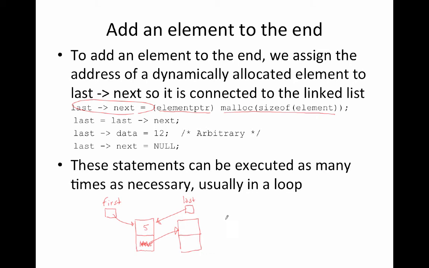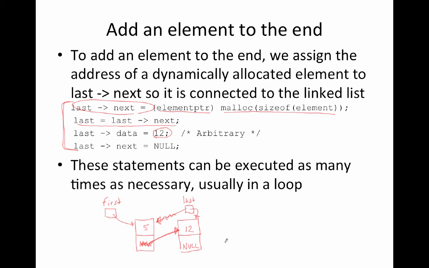So now last is not pointing to the last element anymore, and we need to fix that. So last gets the value of last arrow next. Last arrow next is pointing to this structure, so setting last equal to that means last is also going to point to this structure. Okay, then we need to initialize the members. Last arrow data gets the value of 12, so the data member is going to be 12, and this is the last element in the linked list, so the next pointer is going to become null. So basically, anytime we want to add another element to the end of the linked list, these four statements will accomplish it. So obviously the 12 is not general, and that's just an arbitrary number.